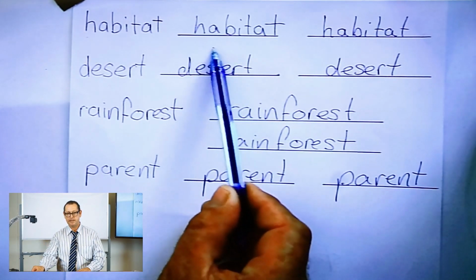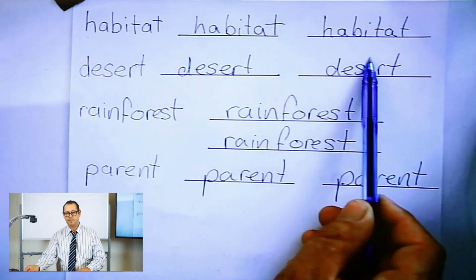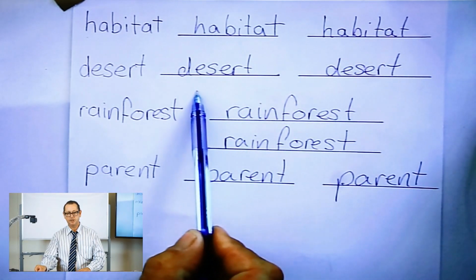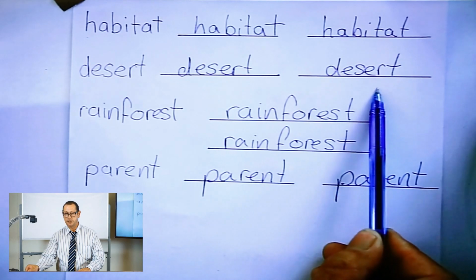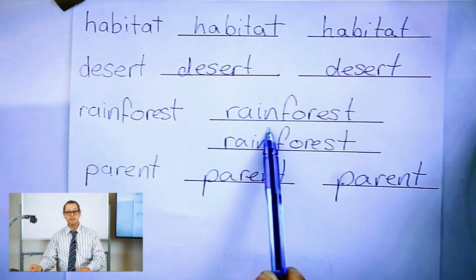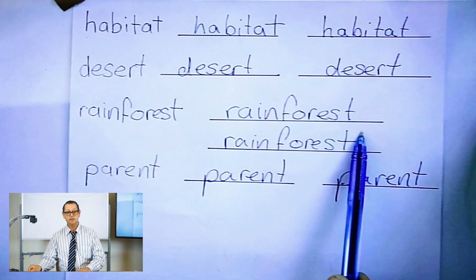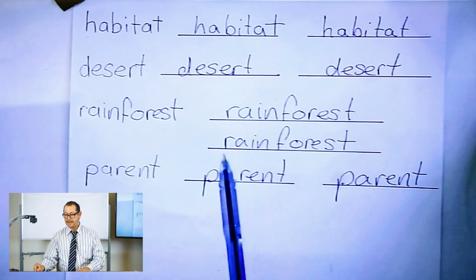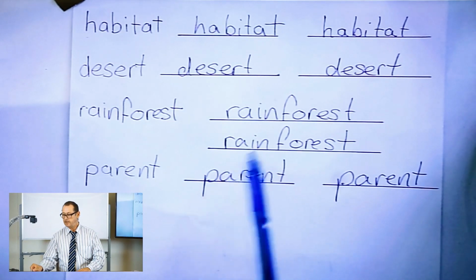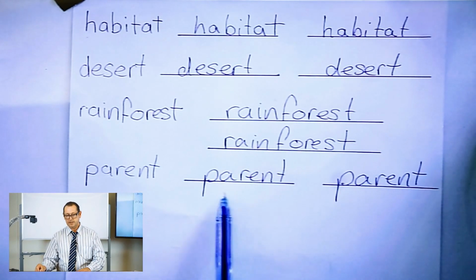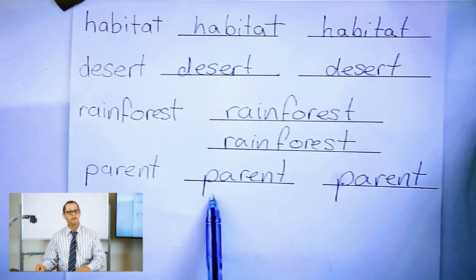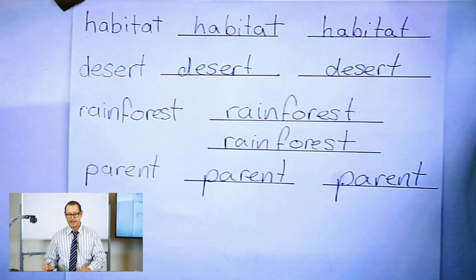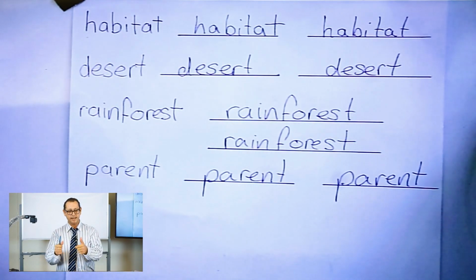So we've got habitat, desert, rainforest, and the last one is parent. Yes, excellent. So if yours looks like this, you have done a good job.